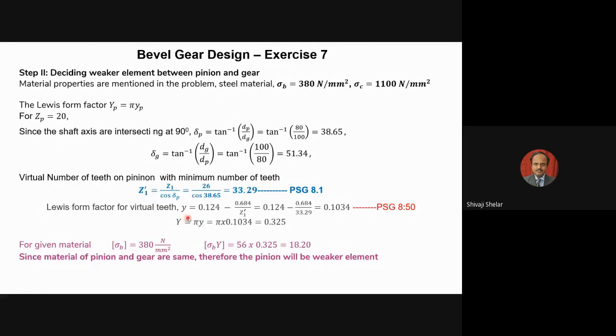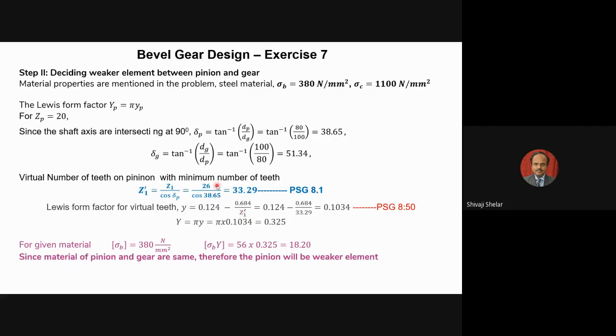Now, since we have not finalized it, we require the value of virtual teeth, because without that we cannot do the calculation of the y factor, that is the Lewis form factor. So we are selecting an approximate value as 20. This is not the final value. Z1 selected here is not a final value. We are selecting this Z1 value so that we can do some calculation for y. Otherwise, y will be unknown, because without Z1 dash we cannot calculate y. So this is the initial assumption.